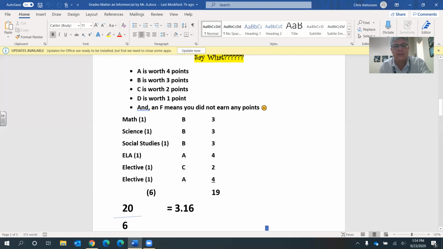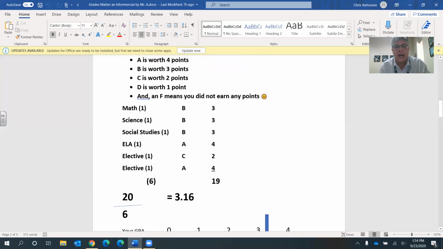Let's say that you have math, science, social studies, language arts, 2 elective classes. And let's say that your grades are a B, a B, a B, a C, and an A. Now let's first talk about the number of credit hours. So math is worth 1 credit. Science is worth 1 credit. Social studies is worth 1 credit. Language arts worth 1 credit.